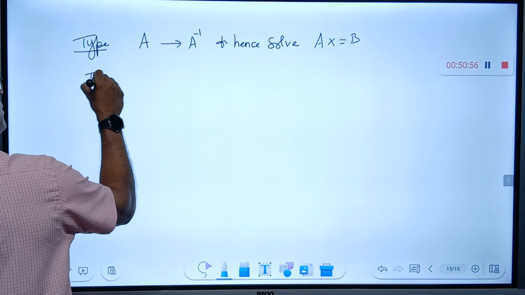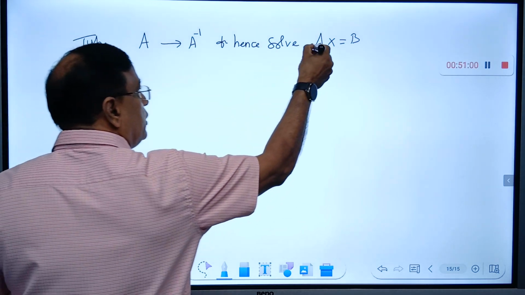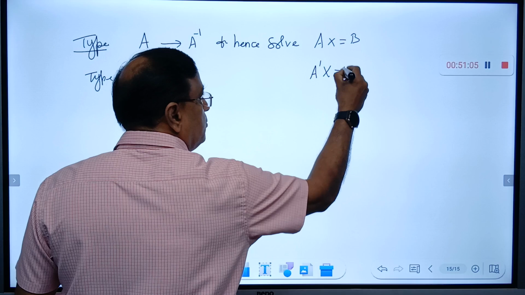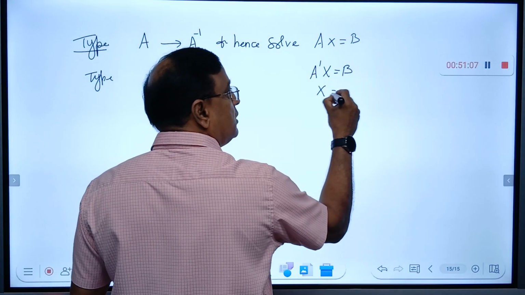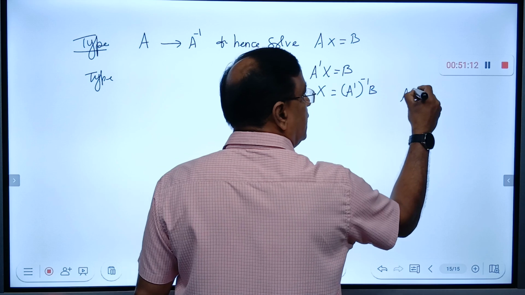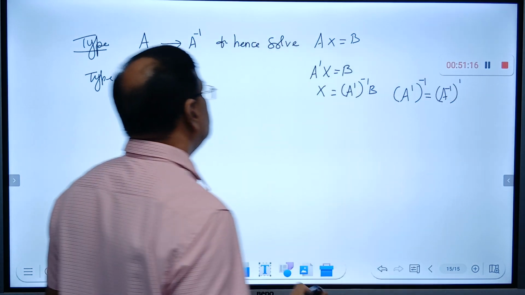What is the second type? You are given a matrix A and asked to solve, but you did not get AX equal to B, but you got A transpose X equal to B, and then you wrote X as what? A transpose inverse of B. And I use the result that A transpose inverse is A inverse transpose. I hope this is clear.